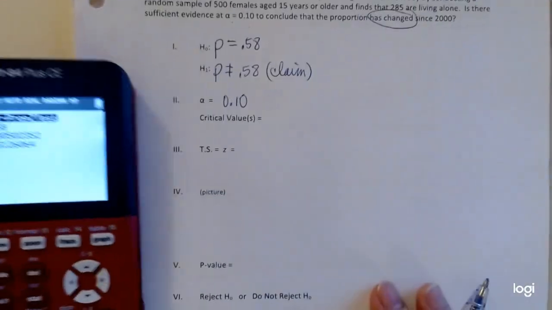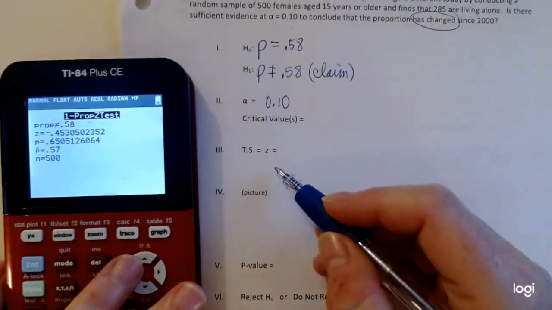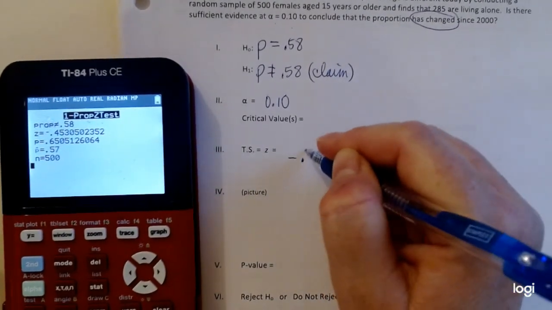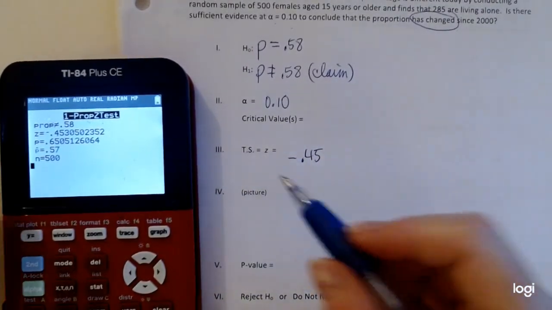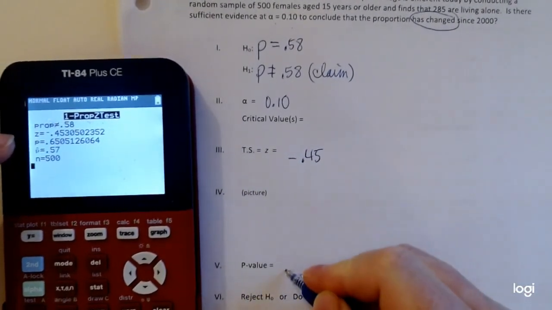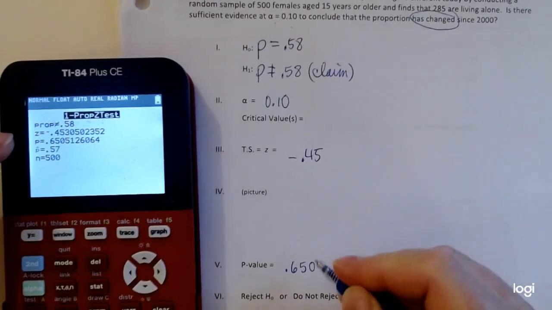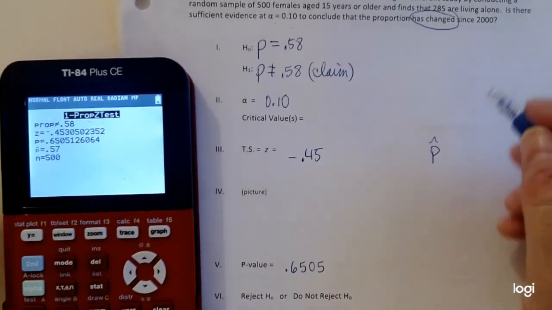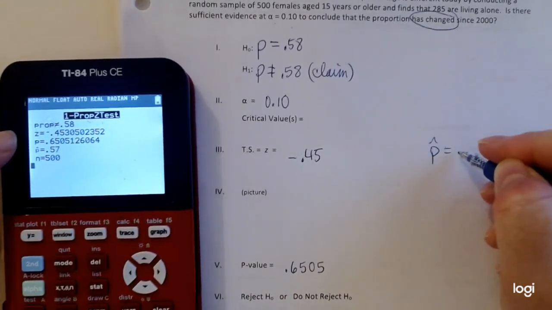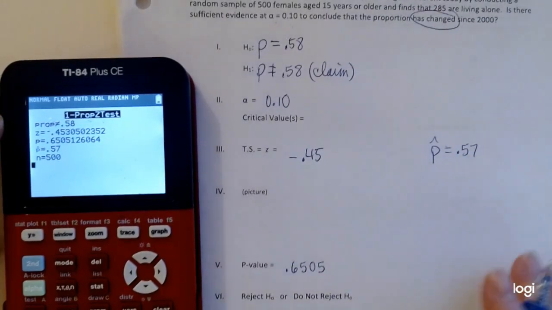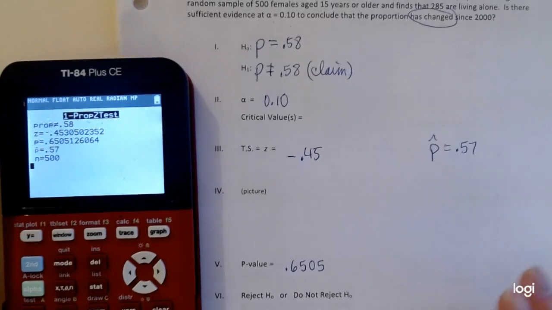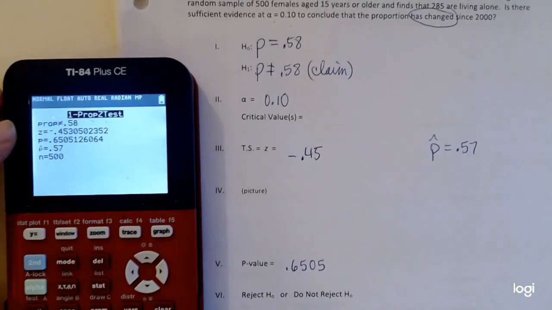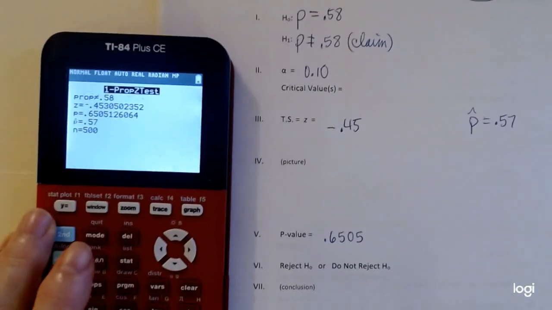And we have our test statistic, which is a z-value. And we can see here it's negative 0.45. And we'll get the picture in a minute. The p-value is 0.6505. P-hat, which again, you may not be asked for, but it's good information, P-hat is 0.57, so that would be 57% in the sample. And we'll come back to our decision and conclusion in just a minute, but let's go back and pick up the picture.